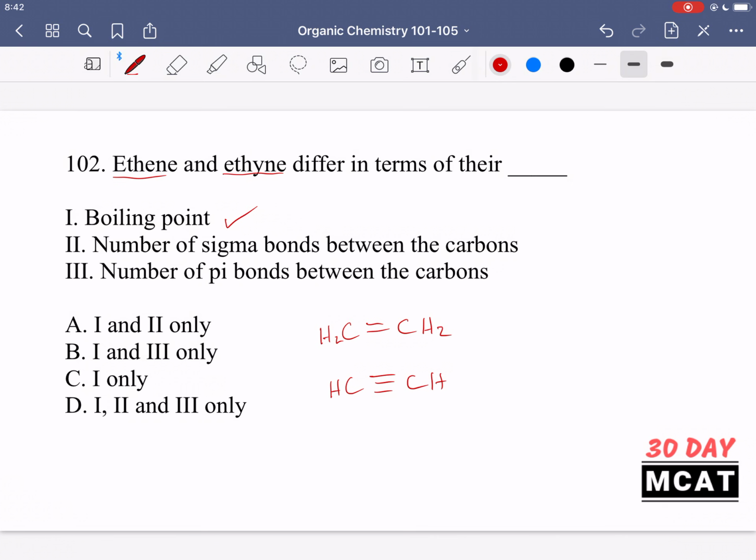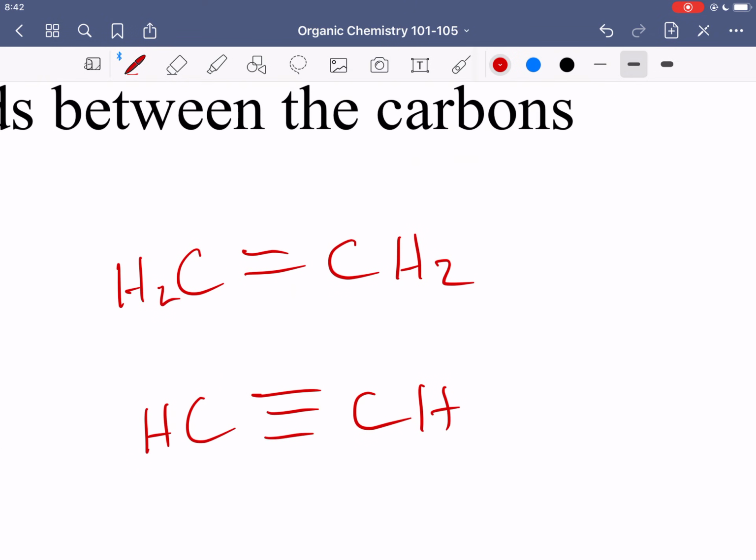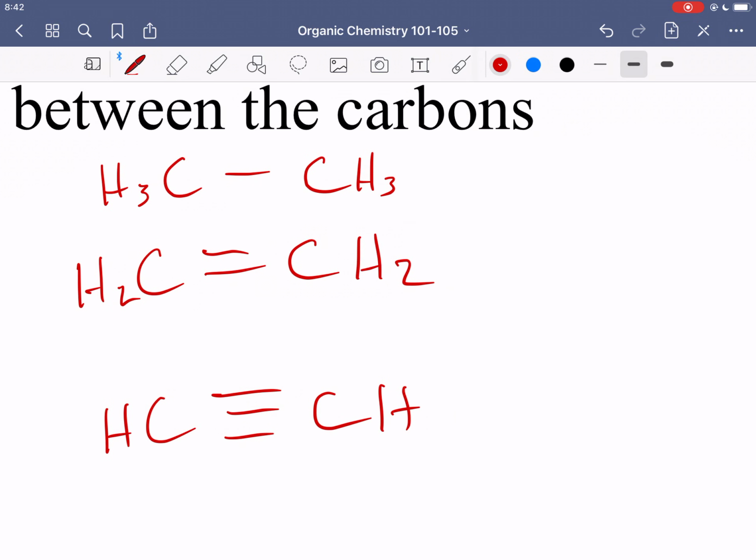Number 2 is saying the number of sigma bonds between the carbons, and then number 3 is saying the number of pi bonds between the carbons. So for this, you should keep in mind the hybridization of the bonds between these 2 atoms. When we have a single bond, we have an sp3 bond, which means that we have 1 sigma bond. So the sp3 bond, it uses the s orbital, and then it hybridizes 3 of the p orbitals to give us a sigma bond, which is that single bond between the 2 carbons.